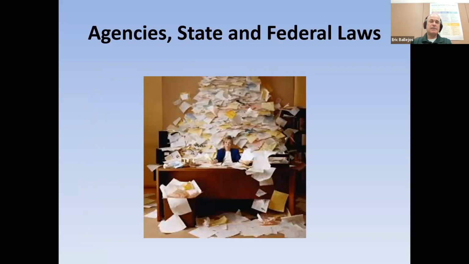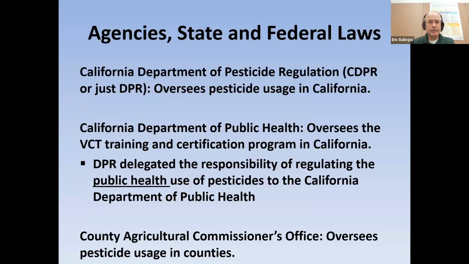So let's talk about agencies, state and federal laws. The California Department of Pesticide Regulation, or CDPR, or just DPR, oversees pesticide usage in California. The California Department of Public Health oversees the vector control training and the certification program in California. DPR relegated that responsibility of regulating the public health use of pesticides to CDPH. Notice I say public health. And then the County Ag Commissioner's Office oversees pesticide usage in the counties.